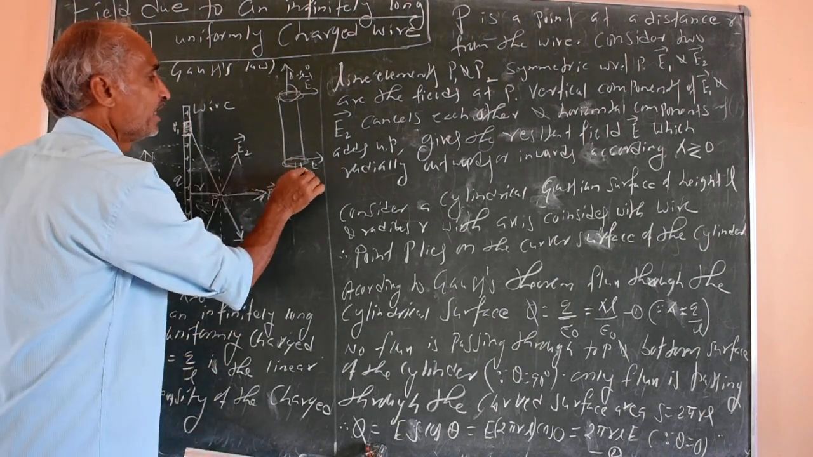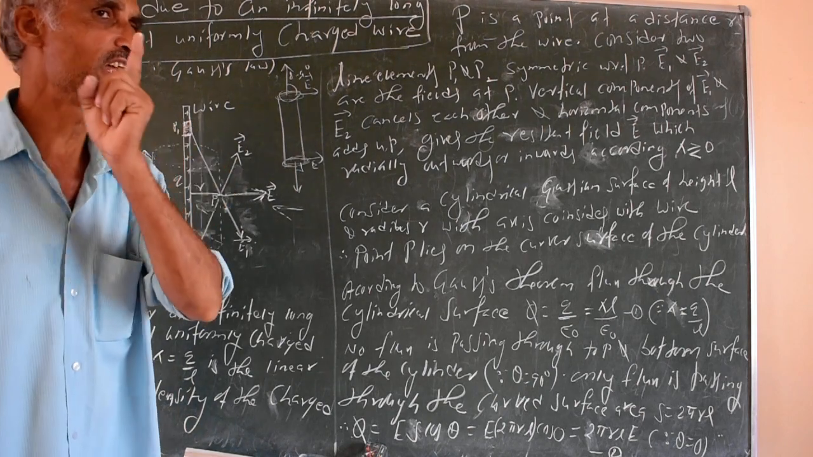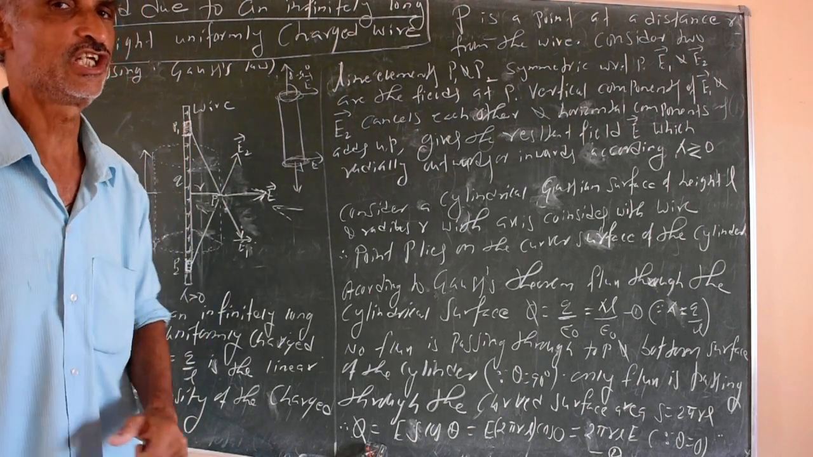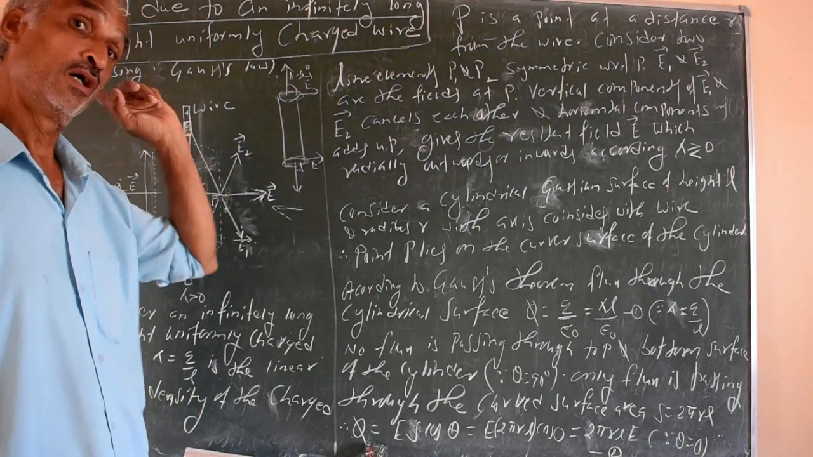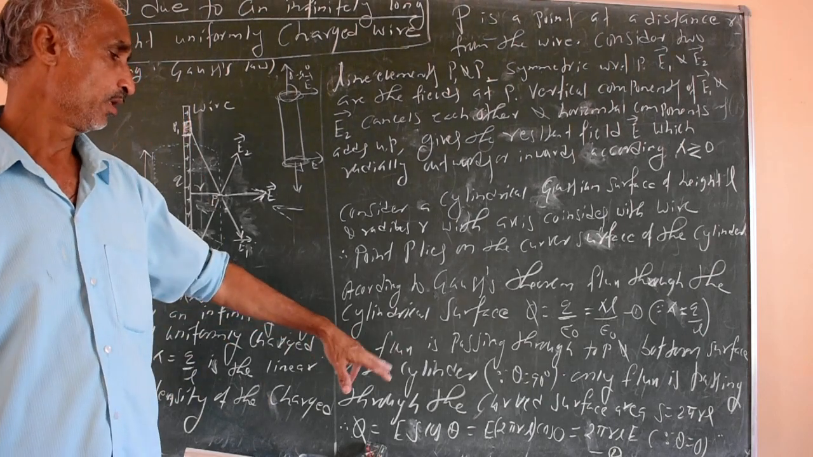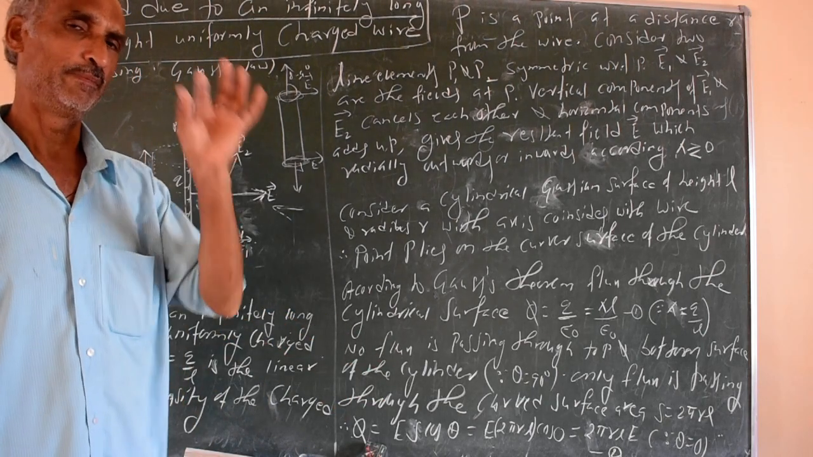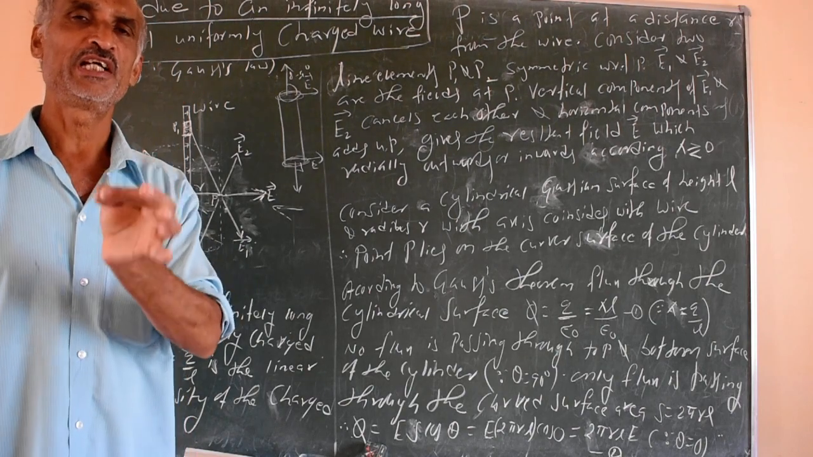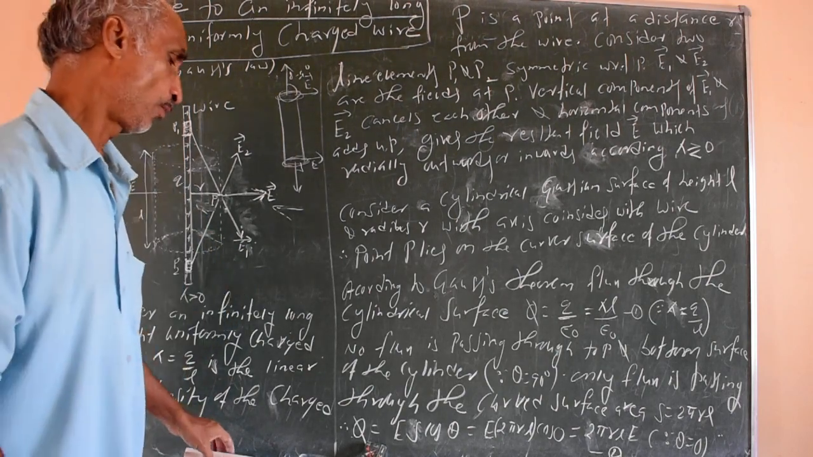Therefore theta is 90, so what is the flux phi? E S cos theta. Cos 90 is 0. No flux is passing through. In the definition of flux, both the diagrams were given, when theta is 90 and when theta is 0. Then how much is the flux?